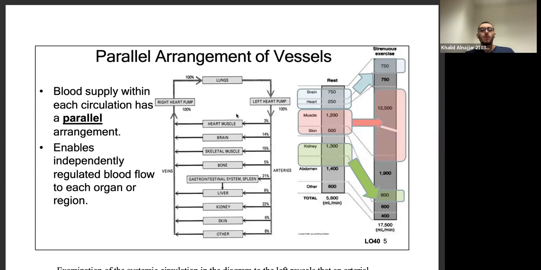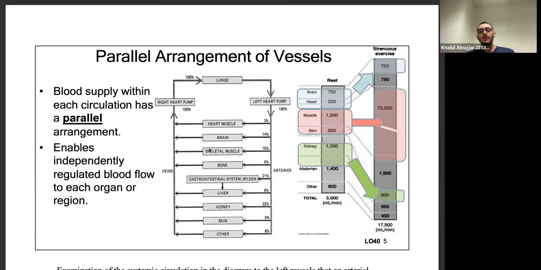What do I mean by that? Within each organ or within each system, we have parallel circulation, as I mentioned. So if we are exercising, for example, you need more blood in your skeletal muscles, but less blood in your gastrointestinal tract, or GI. So now the body will decrease the blood going into your GI and increase the blood going into your skeletal muscles. And this happens because of the parallel circulations within these systems or organs.